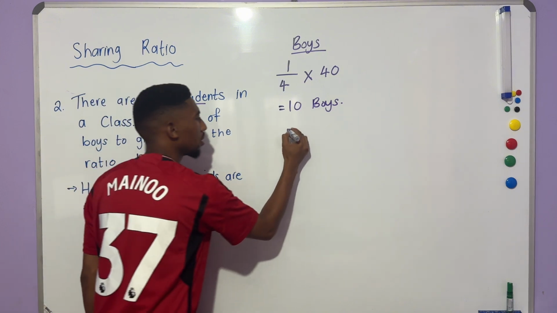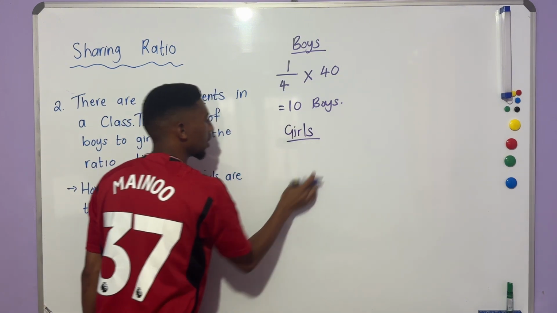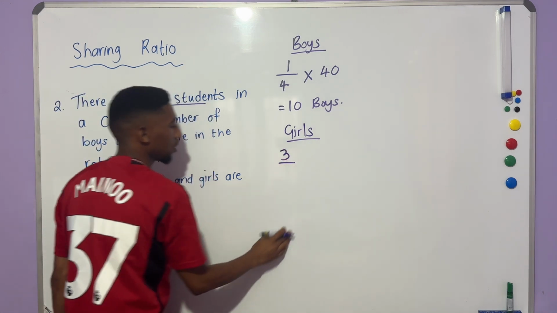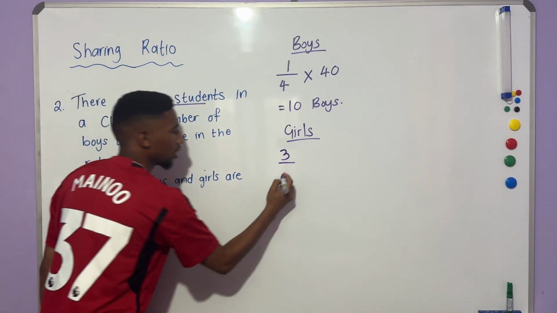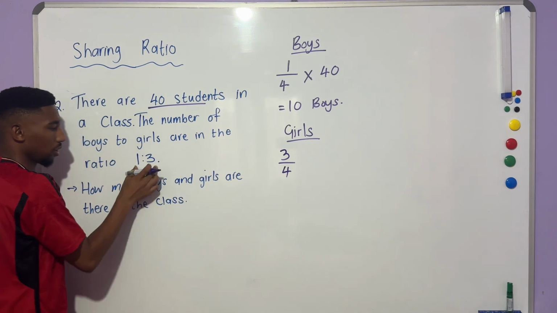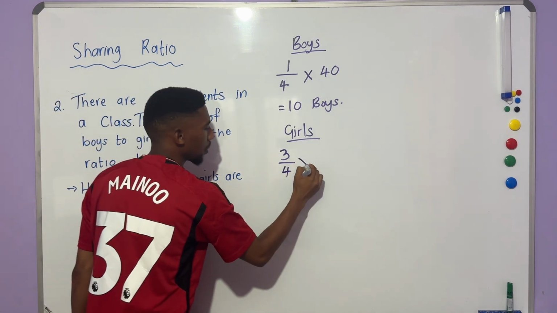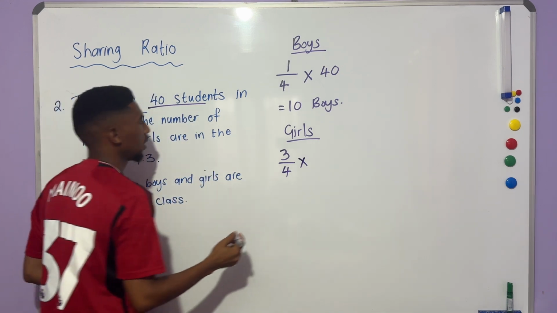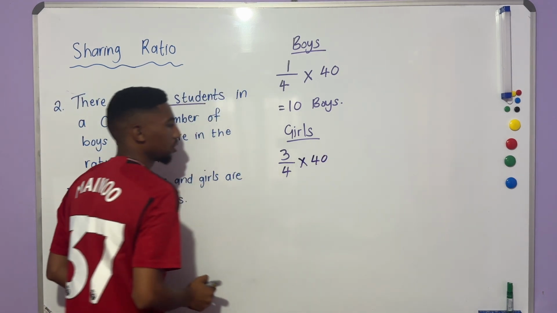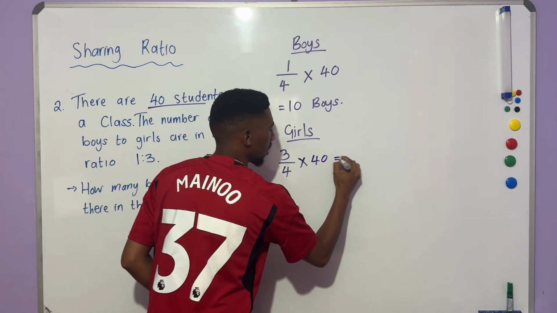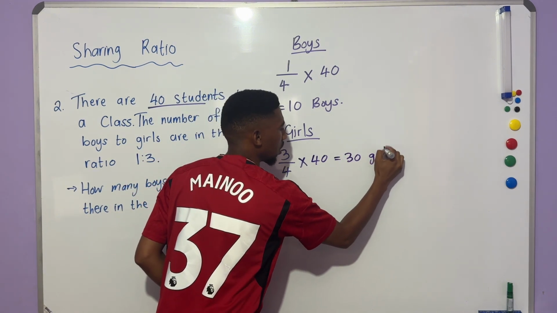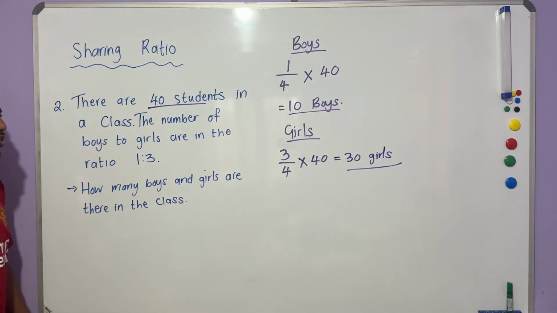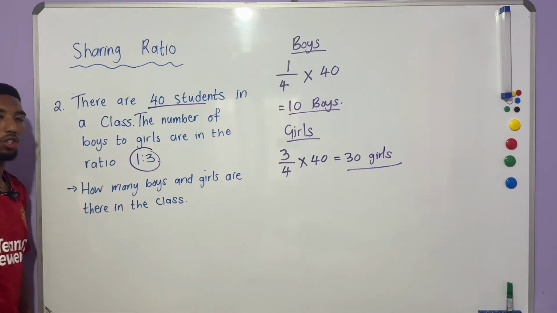The same thing for the girls. We're going to have girls over there. And what is the ratio for girls? It's 3. So you're going to take 3 and divide it by the addition over there, which is 4, or the total. And then you multiply it by what it is you're sharing, 40 students, and that answer is equal to 30 girls. So there are 10 boys and 30 girls in this classroom because of this ratio.